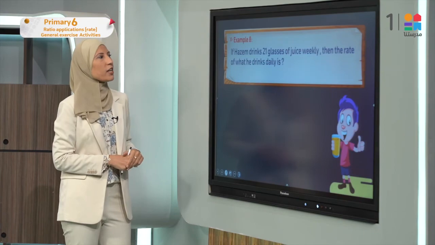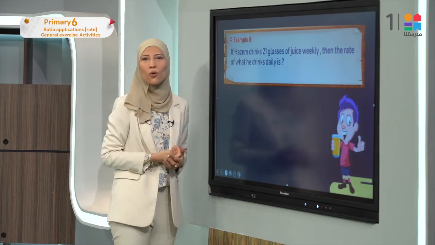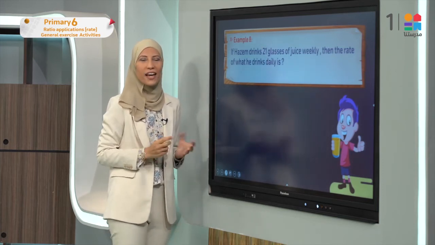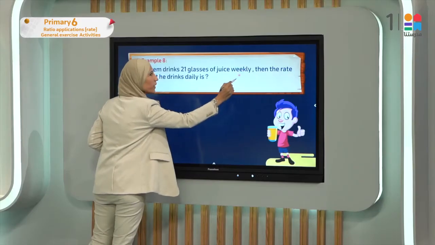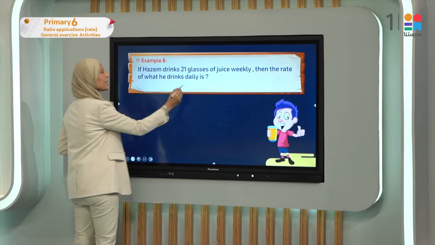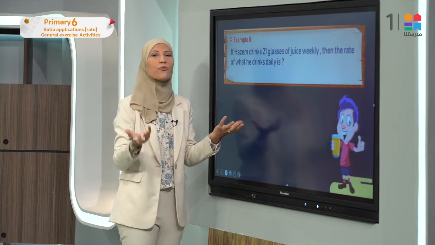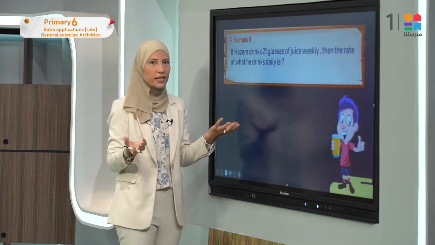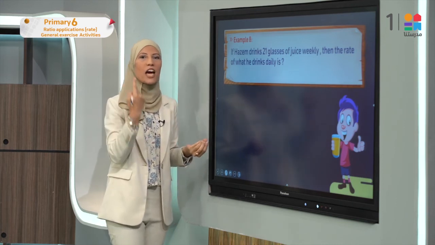I have here, if Hazem drinks 21 glasses of juice weekly. Okay, look here, he tells me weekly. So let's remember, we all know that every 1 week I have how many days? 7 days, yes, right. So I'm supposed to know that every 1 week I have 7 days. Then the rate of what he drinks daily. Okay, what is the trick here? He gave you weekly and he wants you to find the rate for every 1 day. So Hassan is going to drink how many glasses in every 1 day?